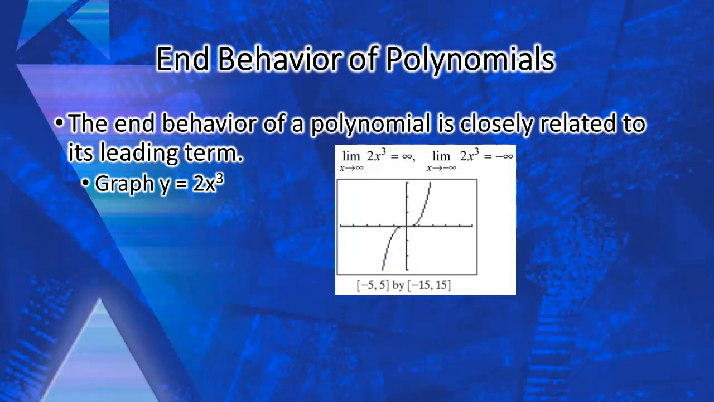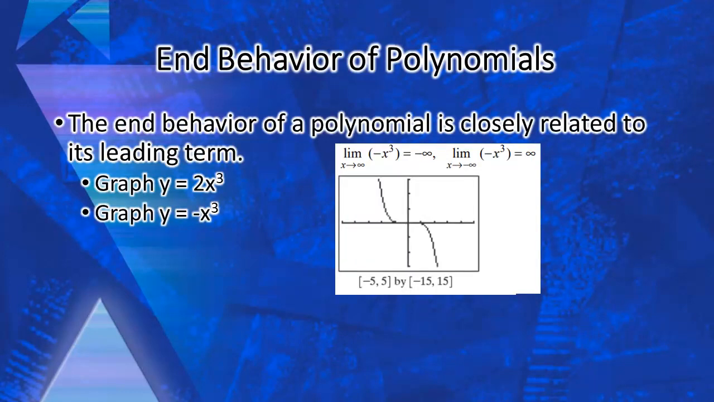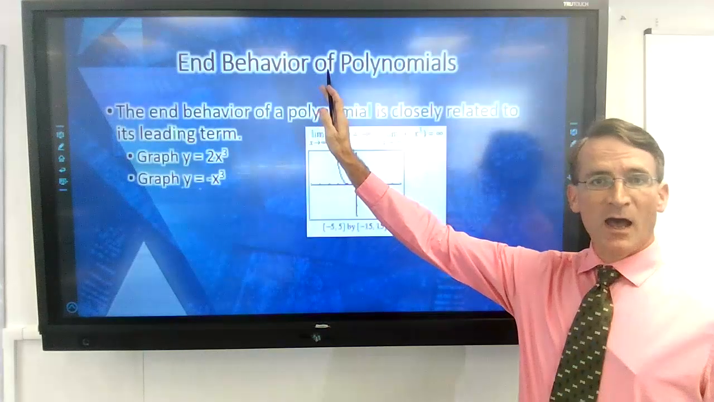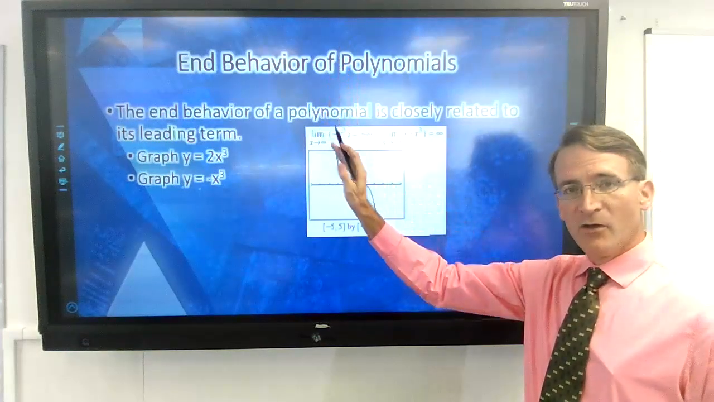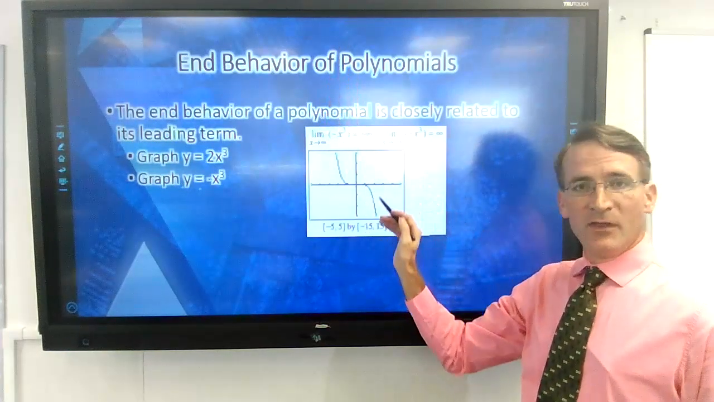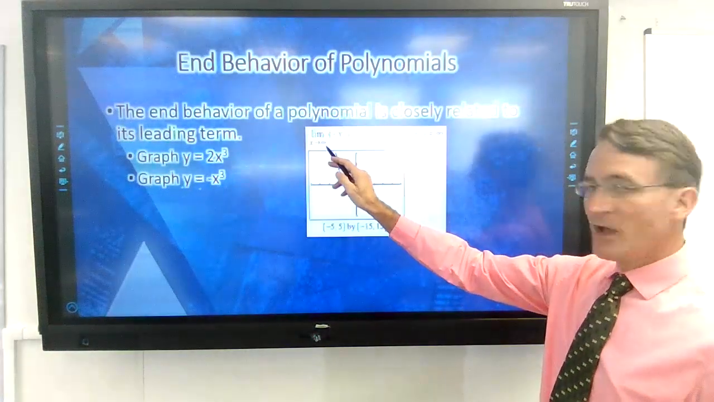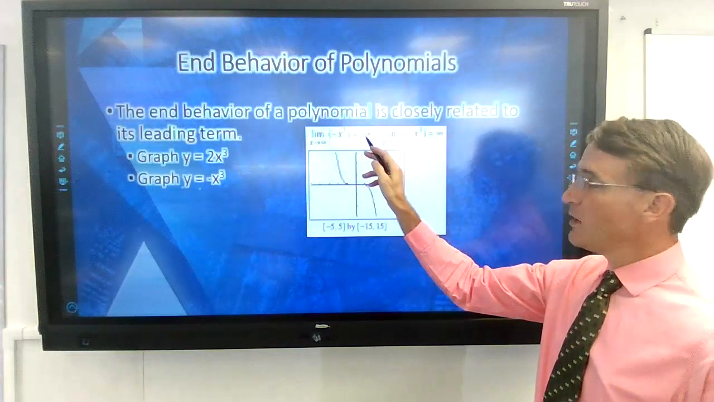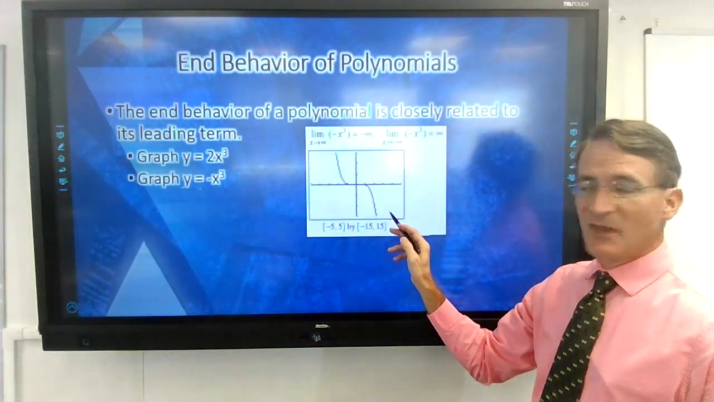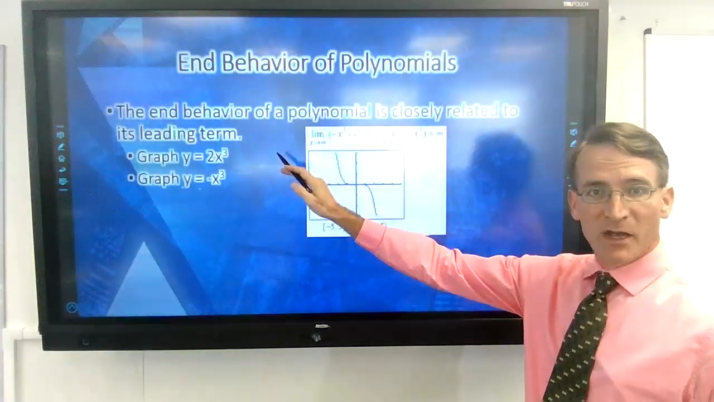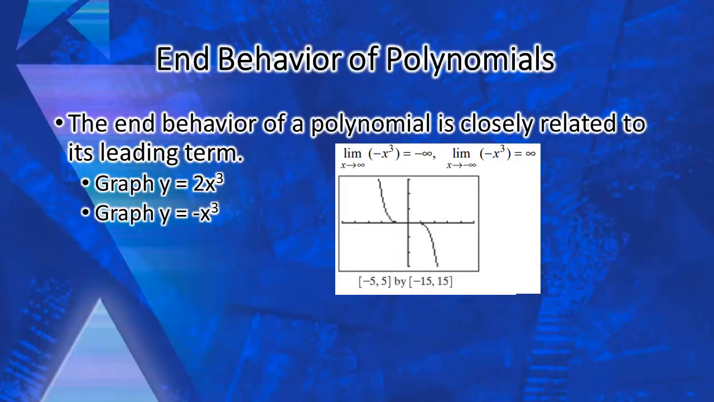Now let's contrast that with the next graph, which is simply negative x cubed. If I graph negative x cubed, I am coming from the top, from positive infinity, down, crossing over, and then continuing on down. So as I near positive infinity on my x, my limit goes toward negative infinity. As I go toward negative infinity on my x, then my value of y goes up to positive infinity. So you'll notice that they are opposite.